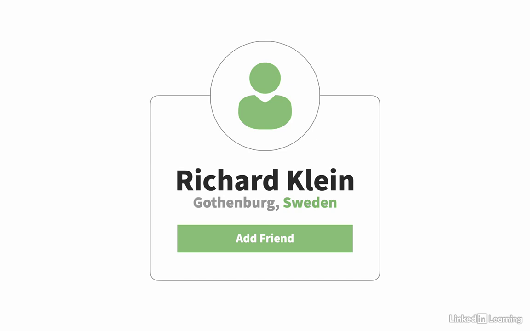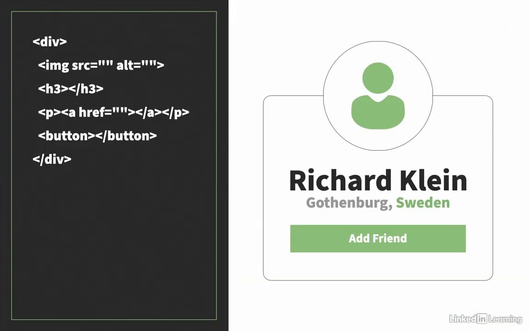We know the HTML elements that we'll need to create the social cards, but we don't have the data that we need. Let's simulate this in JavaScript with data represented in an array of objects. Each object has a name, city, country, and avatar image. This is the HTML we want to create for each user. So how do we go about creating these elements?